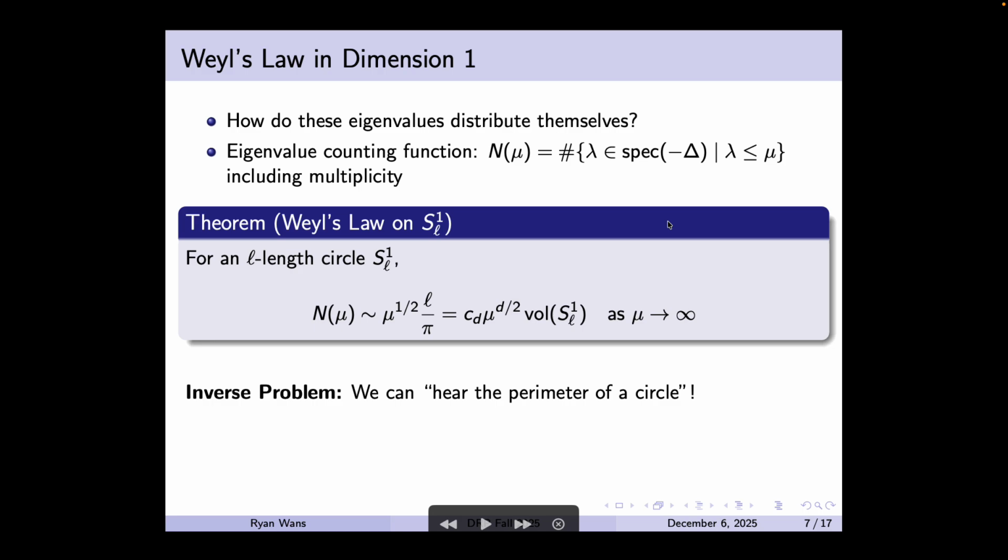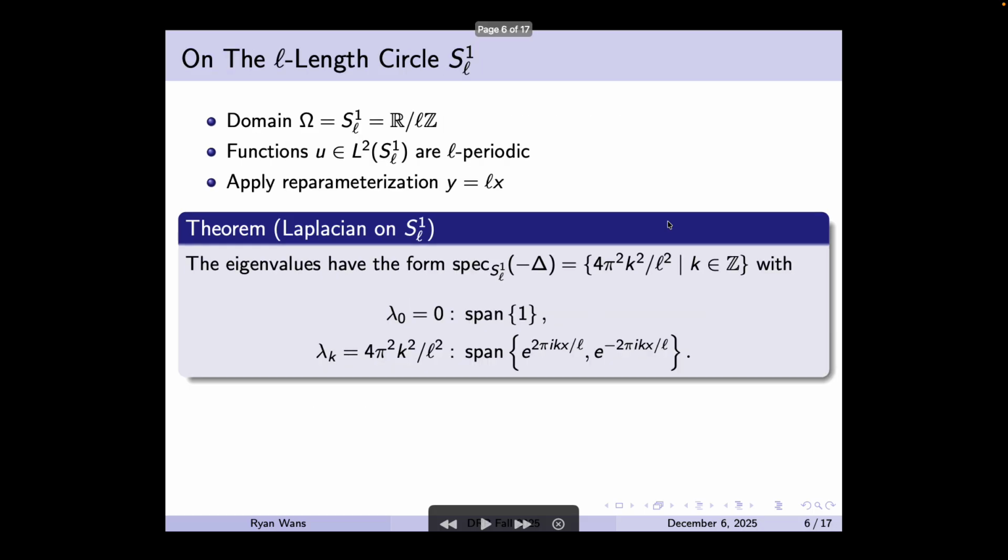What's really interesting is Weyl's law. Weyl's law is essentially asking the question of how do these eigenvalues distribute themselves in whatever space they live in. Specifically, it's interesting in the case where your spectrum is discrete. Or if it's continuous, it's not that interesting of a question. So we look at this eigenvalue counting function, which is essentially like a PDF of the eigenvalues. And it includes the multiplicity, I should add, which is important because the multiplicity of each of these eigenvalues is 2. 0 has multiplicity 1, trivially.